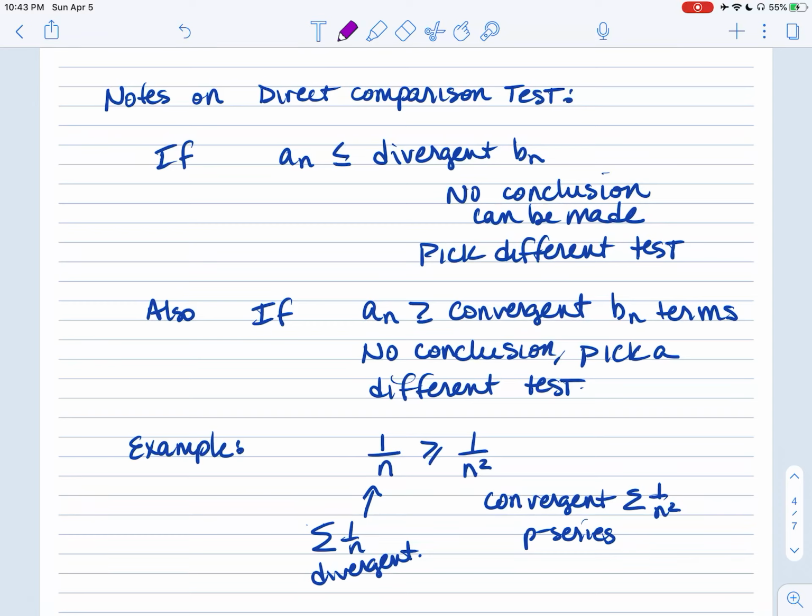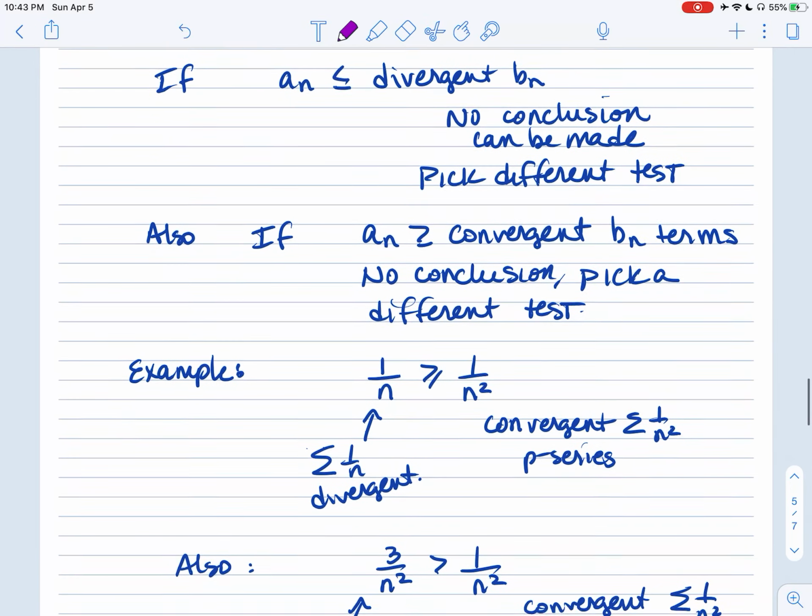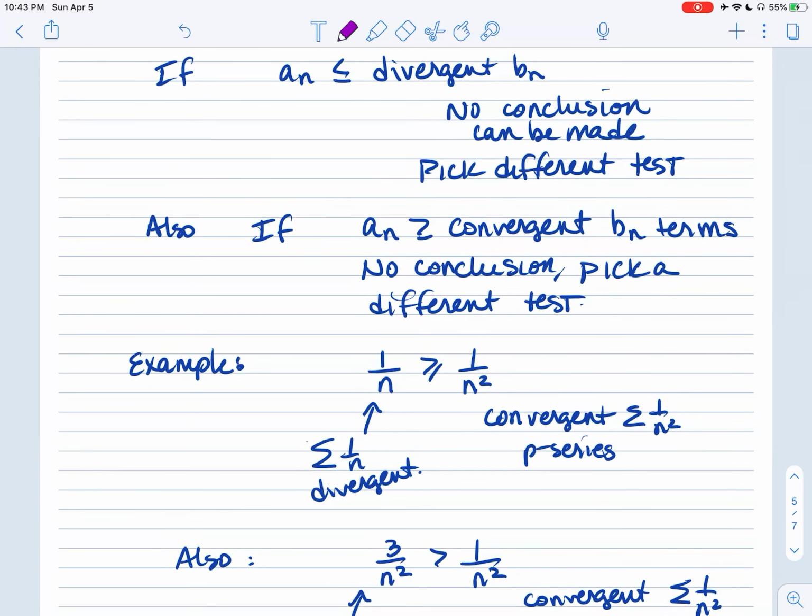If your a sub n is less than or equal to b sub n, and that b sub n is divergent, you've said nothing, okay? So there's no conclusion and you have to pick a different convergence test. So that would be the opposite of a sub n being bigger than or equal to a divergent. If a sub n is bigger than divergent, then your series diverges. But if a sub n is smaller than a divergent series, you have said nothing, okay? Also, if a sub n is bigger than a convergent series, you've also had no conclusion.